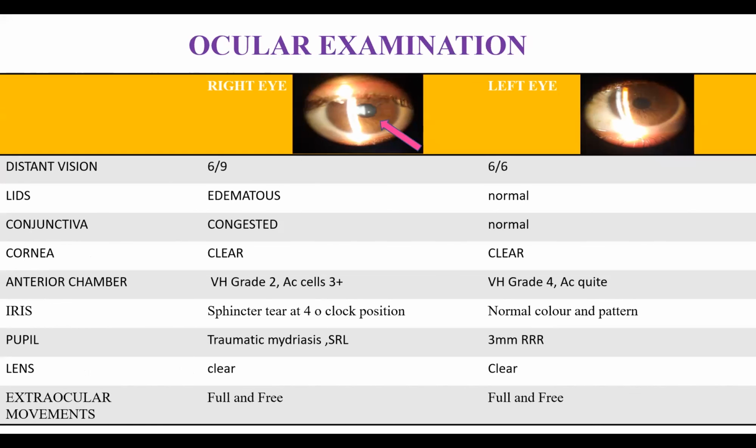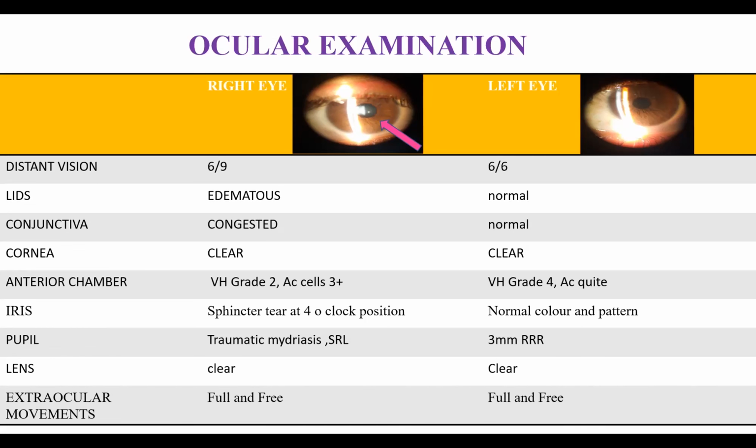Right eye: lids are edematous, conjunctiva is congested, cornea is clear, and anterior chamber is Van Herick grade 2, and AC is having 3 cells. Iris: a sphincter tear is present at the 4 o'clock position. Pupil: traumatic mydriasis is present and sluggishly reactive to light. Lens is clear and extraocular movements are within normal range.